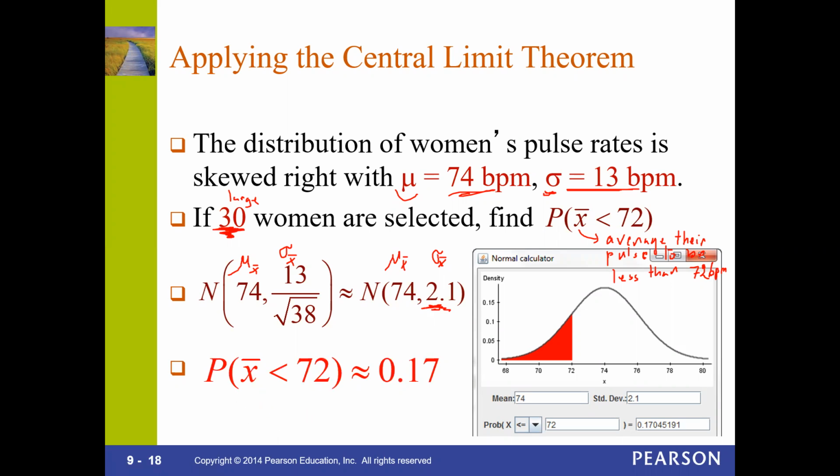So whenever you did it, you got 17%. The probability for a group of women to have a pulse less than 72 will be 17%. That means that is very small. Most women will not have a pulse less than 72. About 83% of the women will have a pulse more than 72. Having a pulse less than 72 is about 17% of the population.